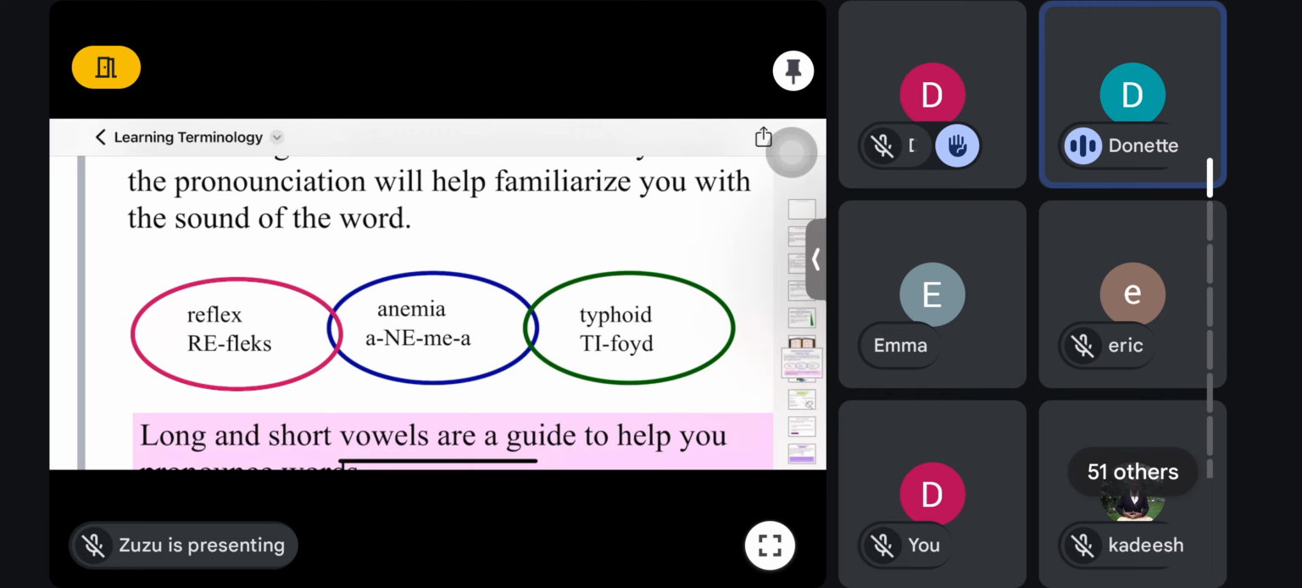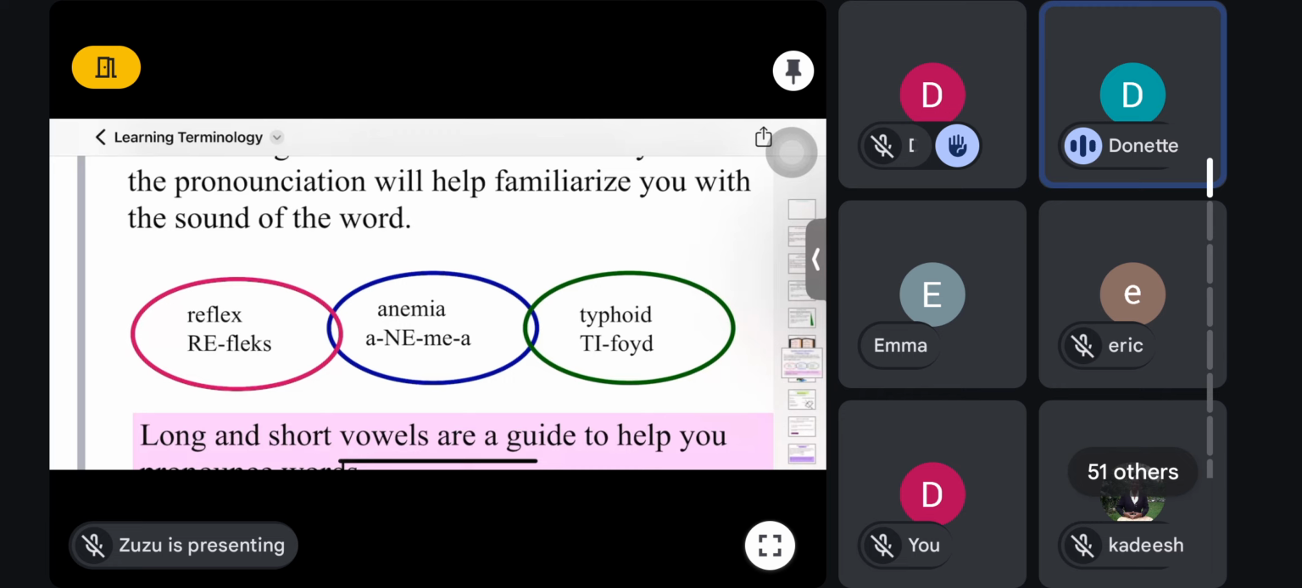And then typhoid, that is how typhoid is pronounced. And you have the long and short vowels that will guide you to help you with your pronunciations.